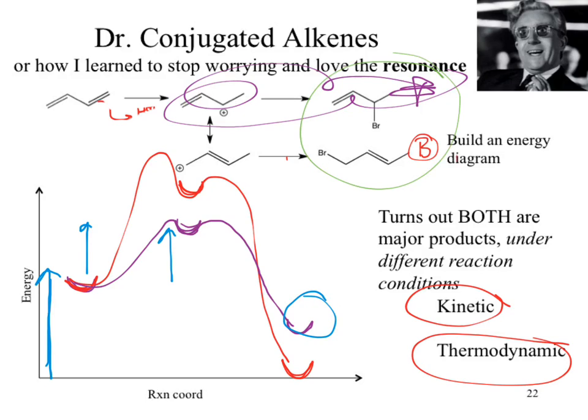If I now add tons of heat, what now happens? Now I'm going to look at the most stable product, lowest energy product. Lowest energy product is your thermodynamic. Your lowest energy intermediate is your kinetic, or what your lowest energy intermediate leads to is your kinetic product. That's your difference between kinetic and thermodynamic.